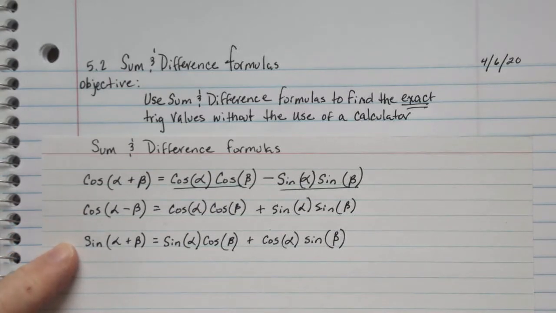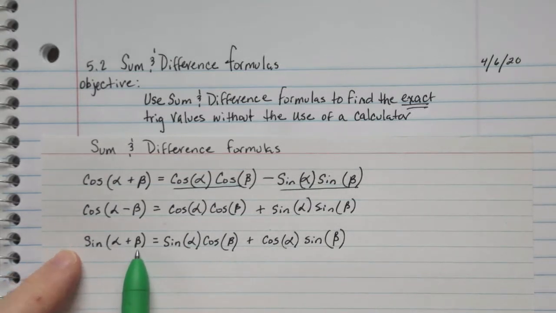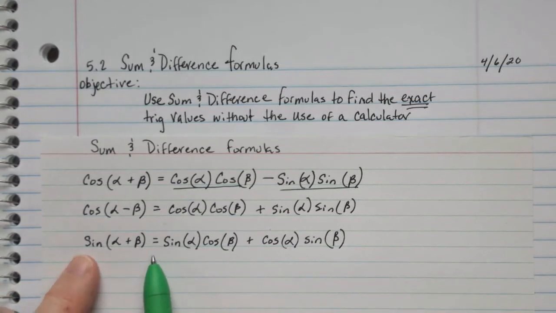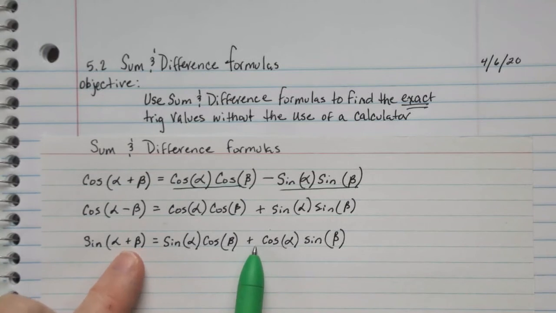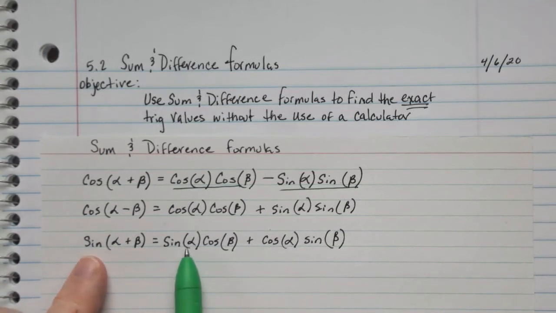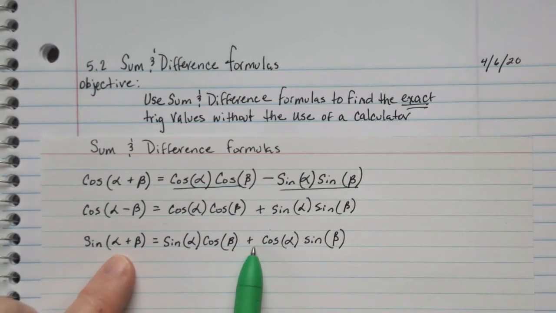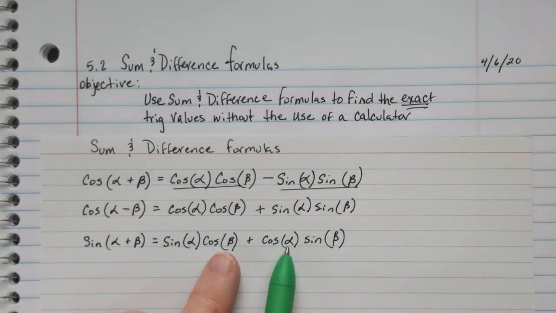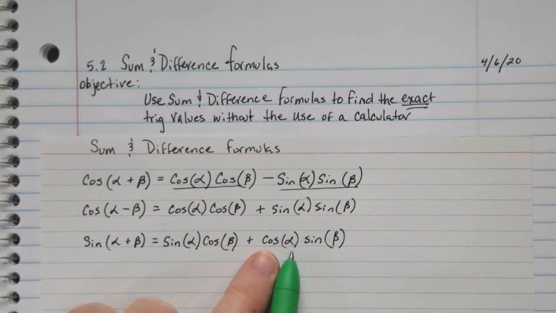Let's look at the sum formula for sine. Sine of alpha plus beta, and this one's different. For the sine one, you use different trig functions, but the same sign in the middle. So it's the sine of alpha times the cosine of beta plus cosine of alpha sine of beta. So you just want to make sure that these angles are switched up. If you use cosine of beta here, you want to use cosine of alpha here.